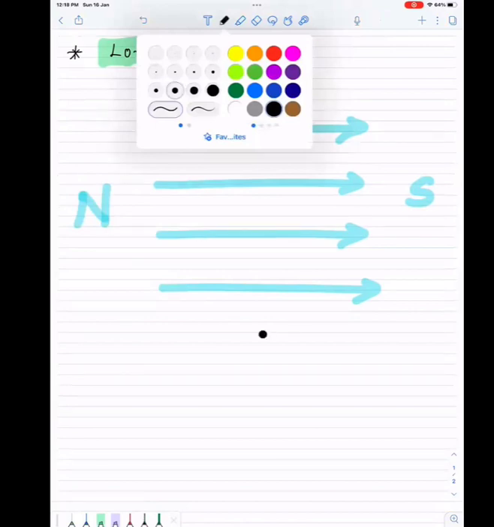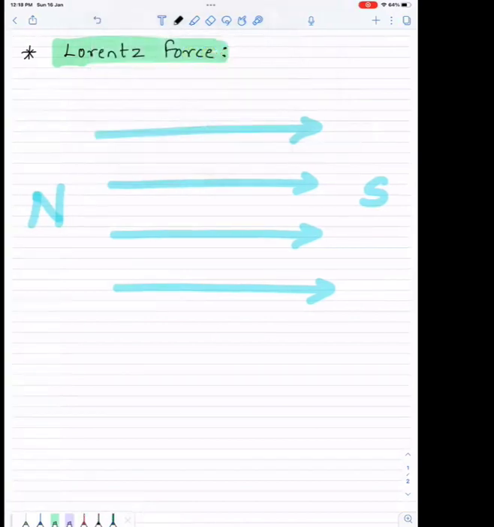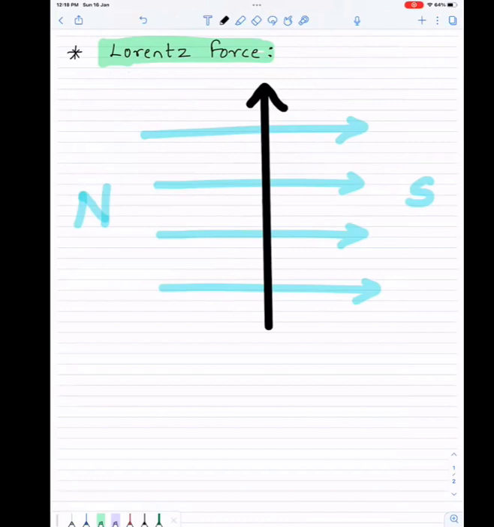Let's say here you have a conductor through which we are passing current. I'll name it I. That's the direction of the current. And you can see the magnetic field is north to south. So guys, imagine right in front of you there is a cuboid filled with magnetic field lines, and the magnetic field lines are going this way, from north to south. Remember, they always have to be north to south.